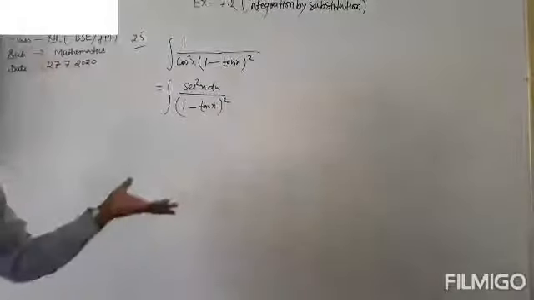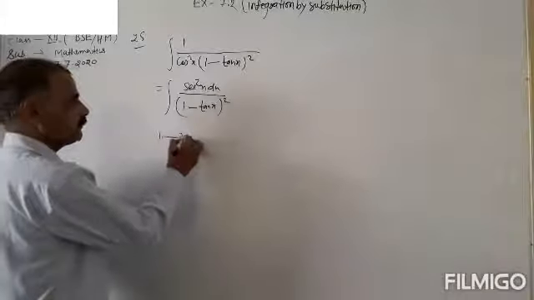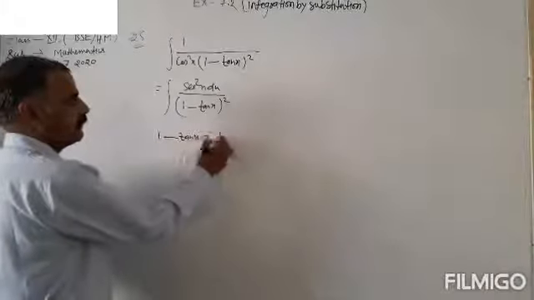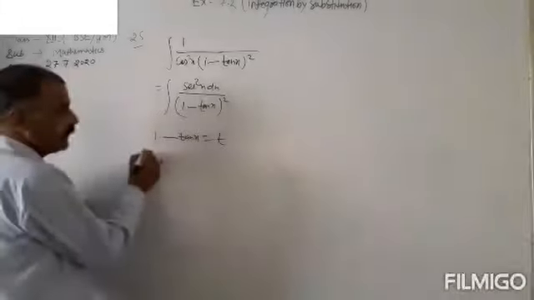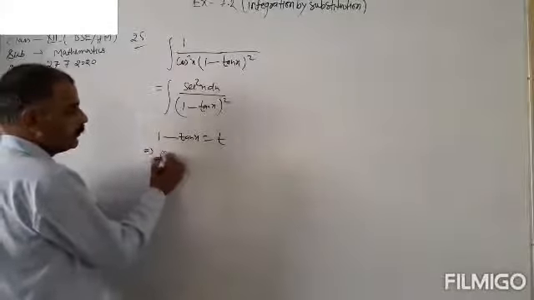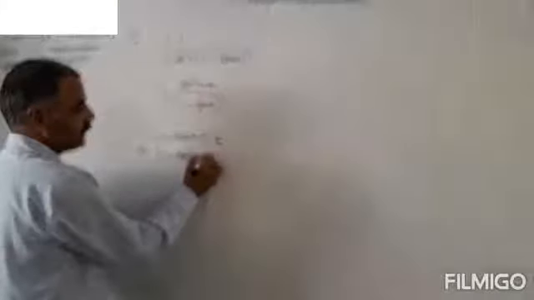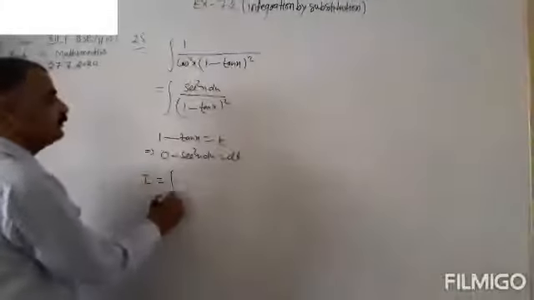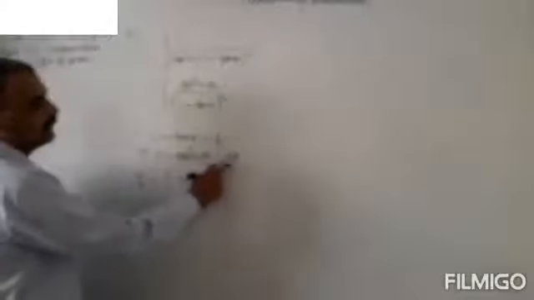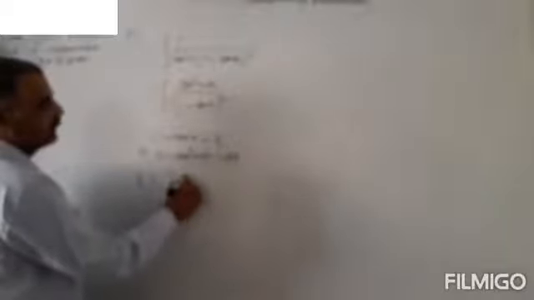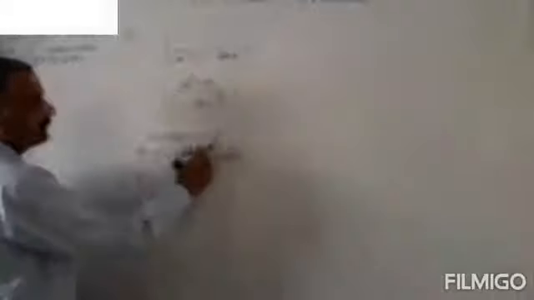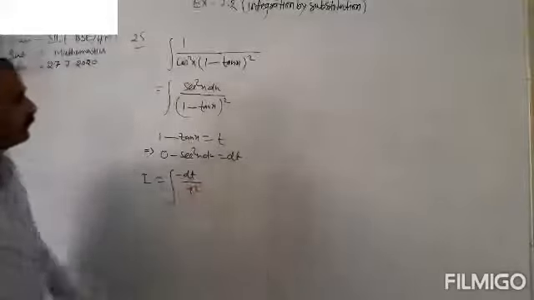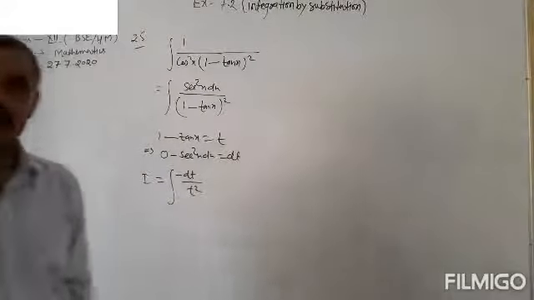Now which one is the function? 1 minus tan x is the function. So 1 minus tan x equals t, and the differentiation of tan x is sec square x. So 0 minus sec square x dx is equal to dt. So sec square x dx is equal to minus dt, upon (1 minus tan x) whole square, that is t square. So the integration will become minus dt upon t square.